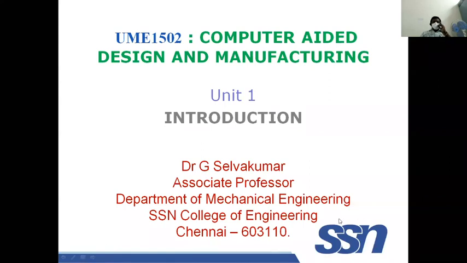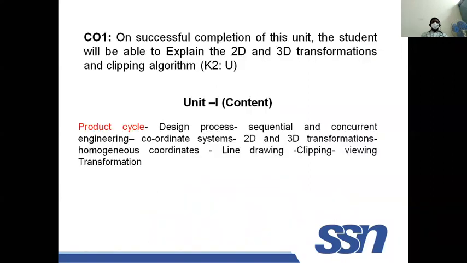So this semester, I am teaching you computer-aided design and manufacturing. First unit is about introduction. So course outcome, you are seeing it here. On successful completion of this unit, you will be able to explain the two-dimensional and three-dimensional transformations and clipping algorithm. Okay, the unit content is also given here. Today's class we are about to discuss the product cycle, I mean the product life cycle.